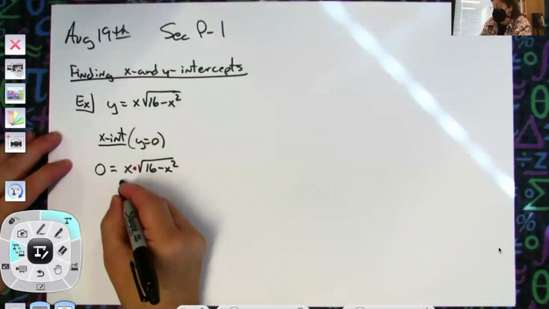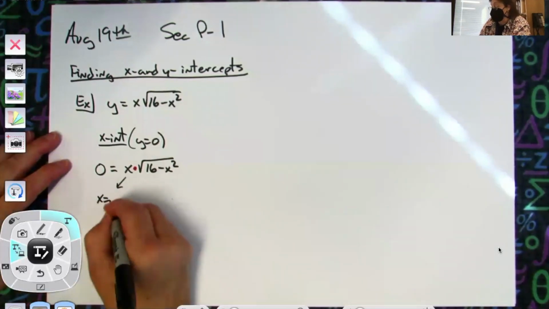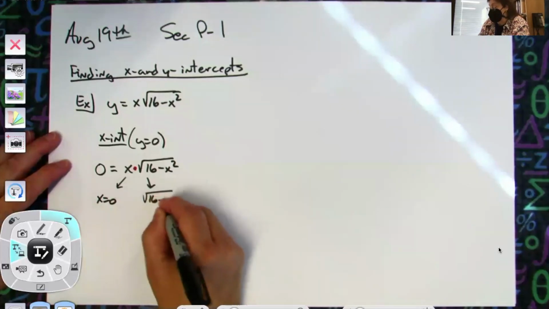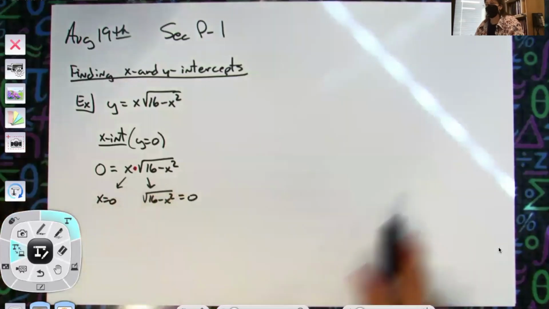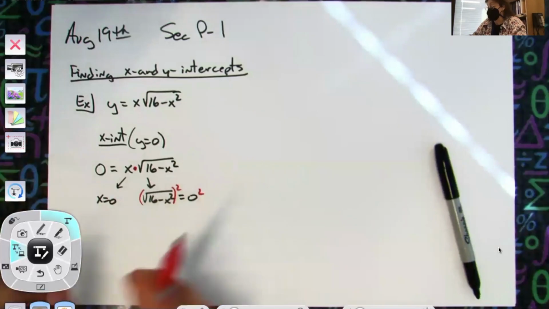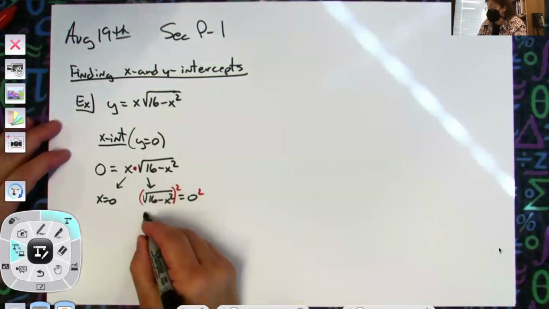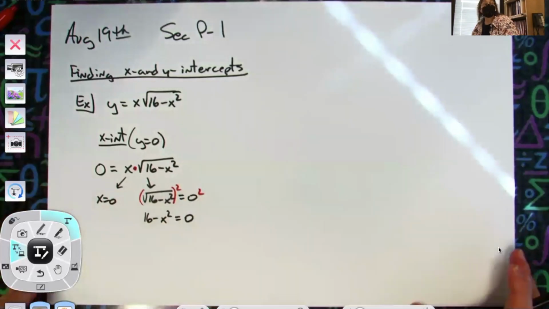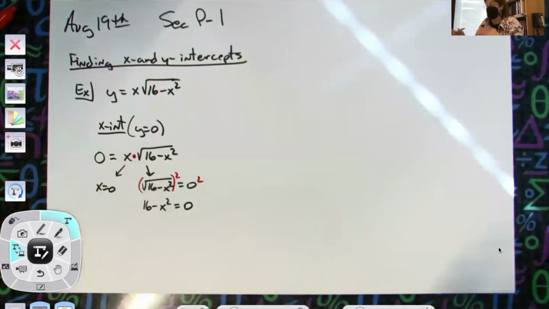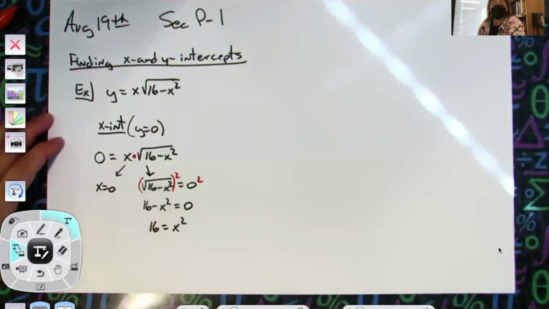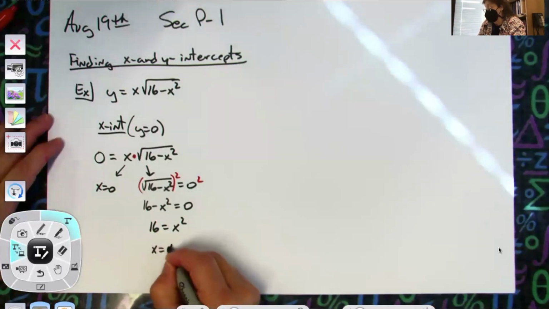If I set this one equal to 0, x equals 0. If I set this one equal to 0, the square root of 16 minus x squared equals 0. So first thing we're going to do, what? Square both sides. That'll leave me with 16 minus x squared equals 0. I'm going to choose to move the x squared over just so I have less movement. So 16 equals x squared. Square root of both sides, so x equals plus or minus 4.